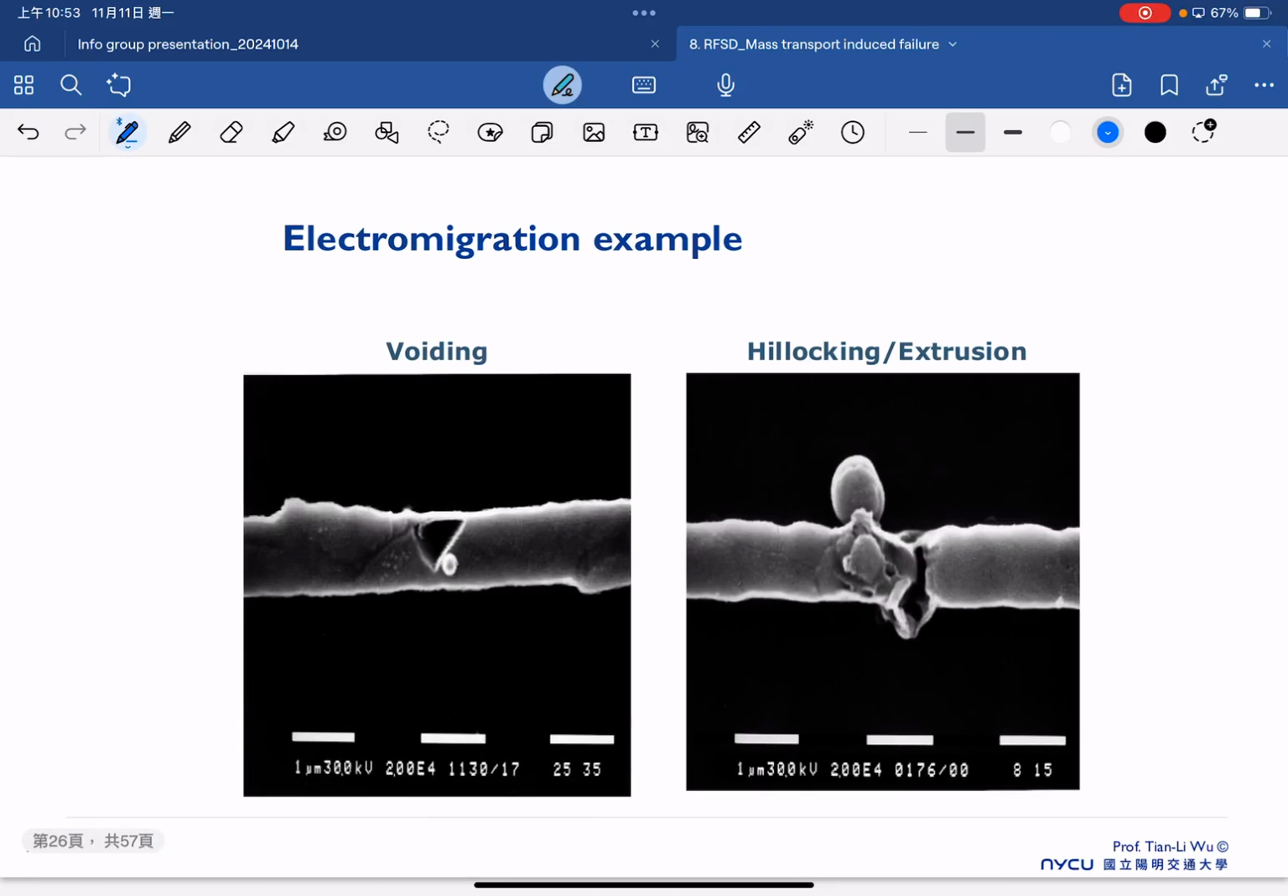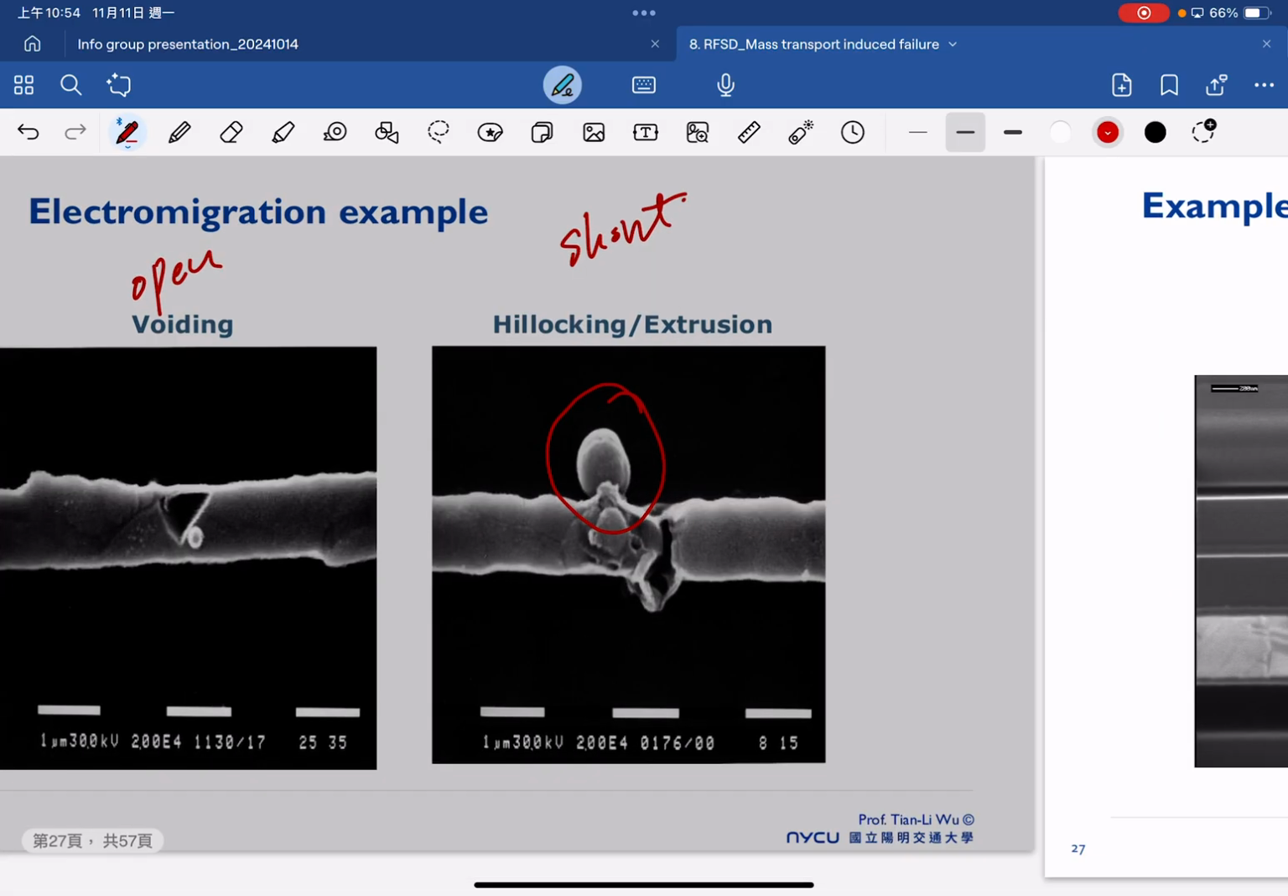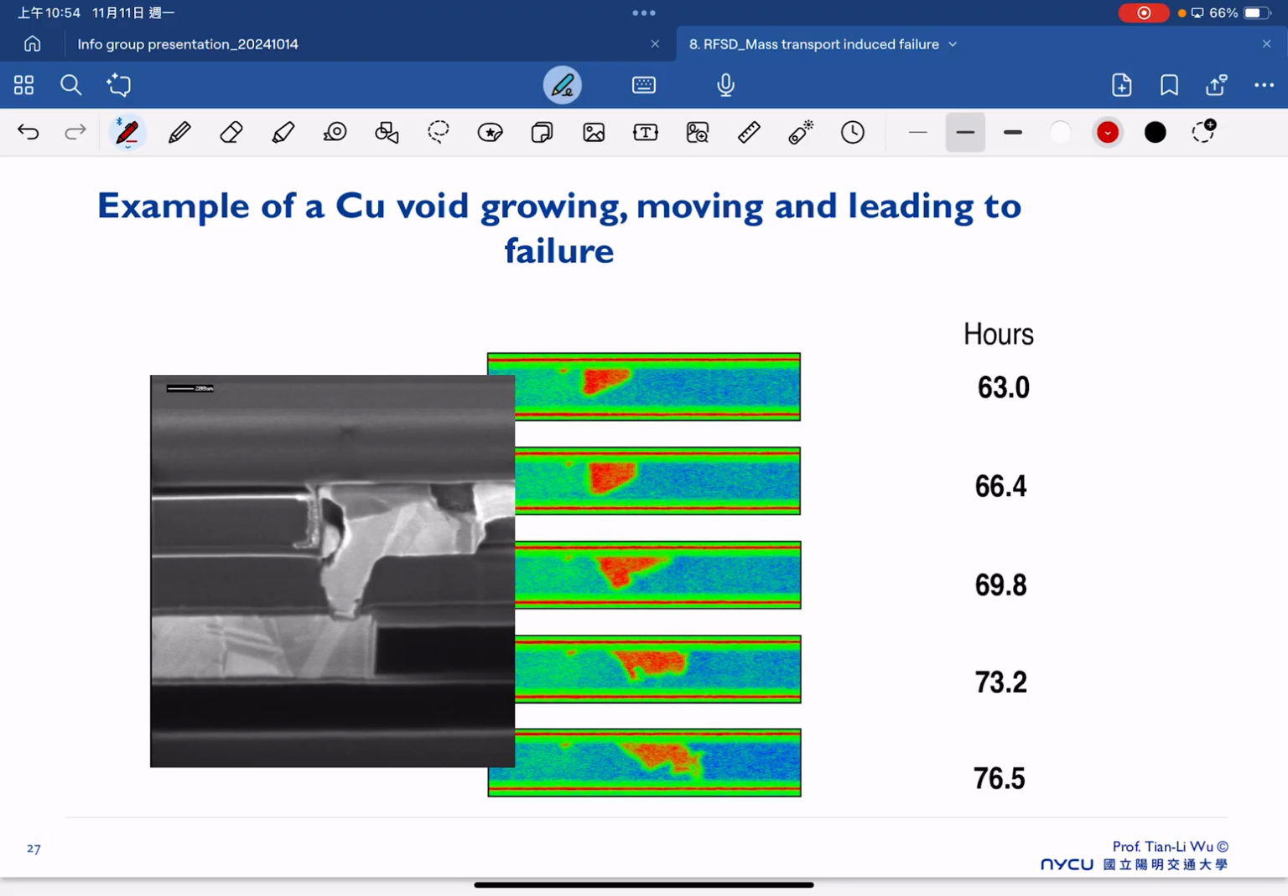So here is some experimental result. We can see on the left hand side, we see the open. This is due to the void. And on the other side, we have this short. This hillock formation will cause a short between line to line. And this is some real-time image of how the void grows, moves, and leads to the failures. So now you can see at 63 hours, we start to see the void growing. And as the time increases, we start to see it's completely open.